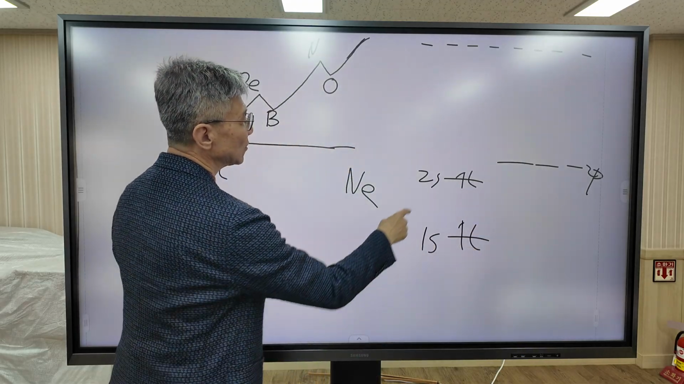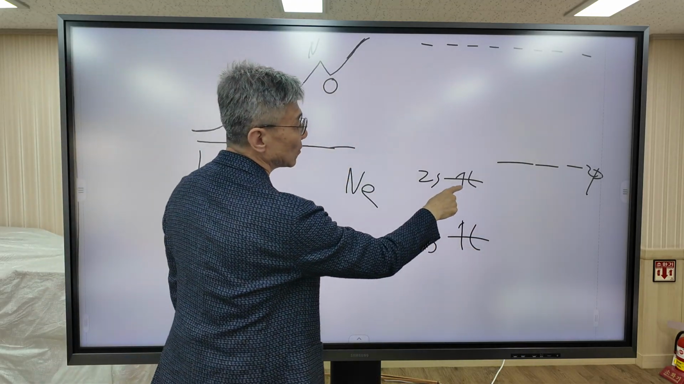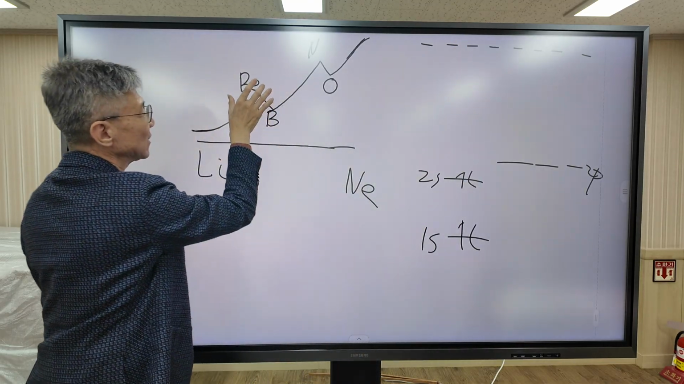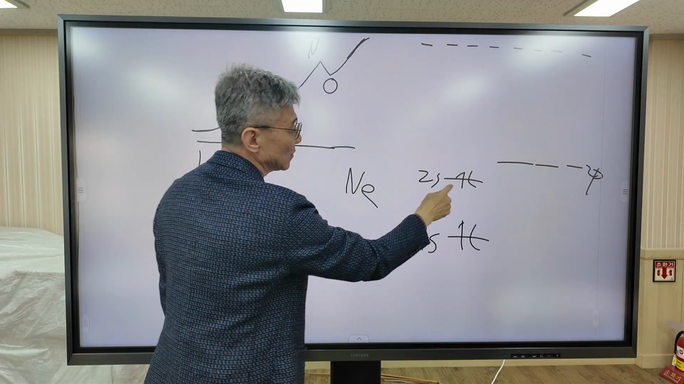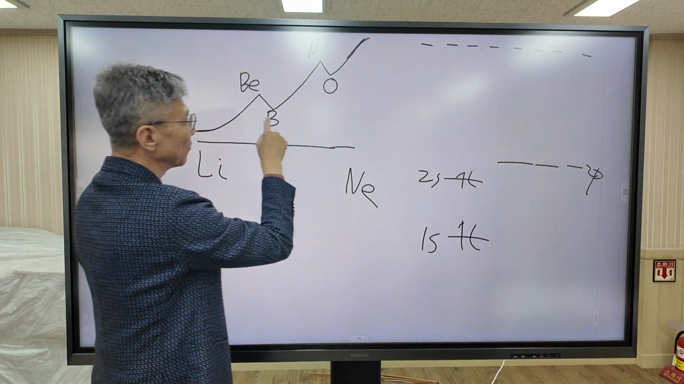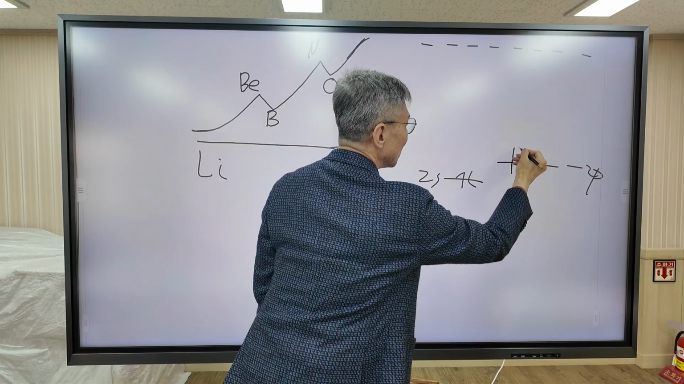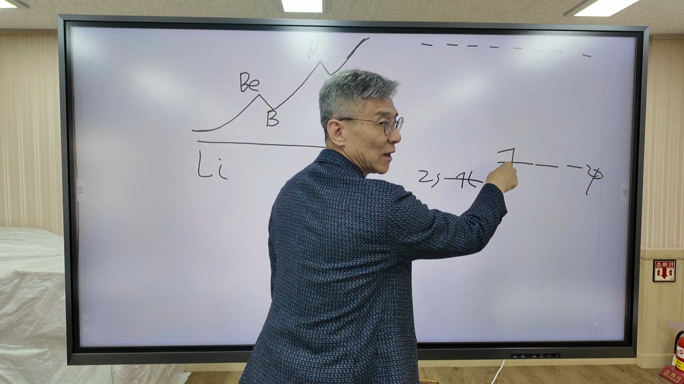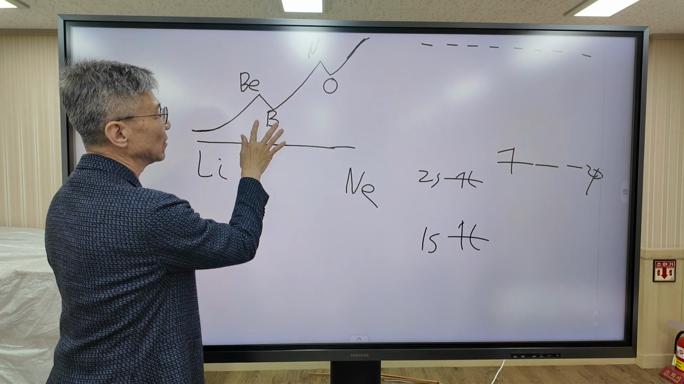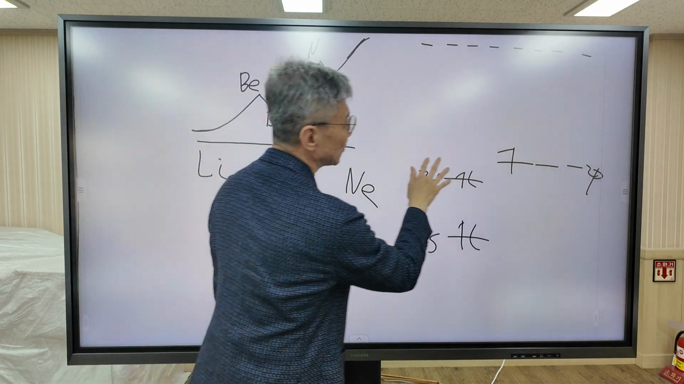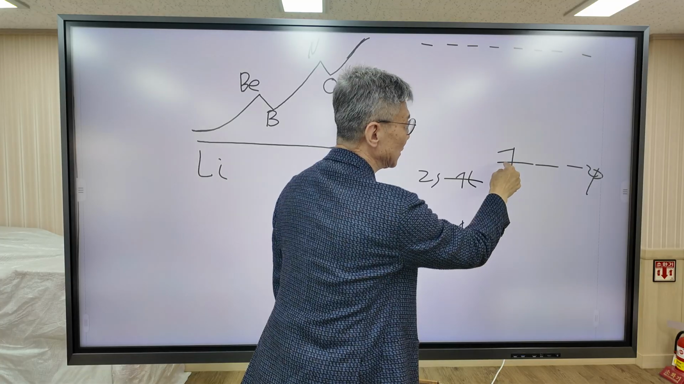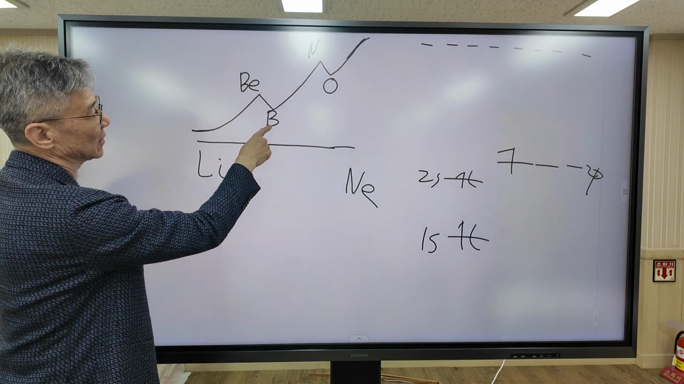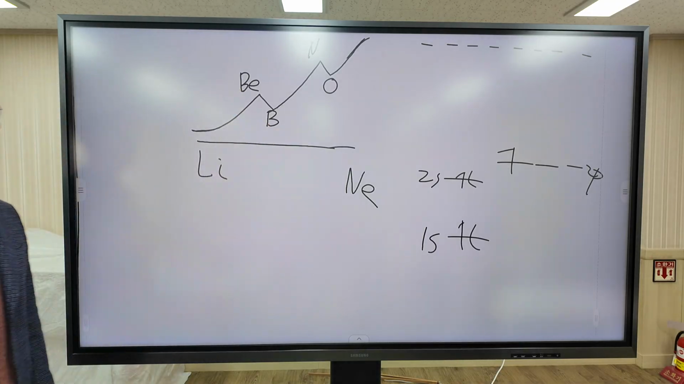For beryllium, the electron from the 2s orbital is removed. So the ionization energy of beryllium is related to the energy level of the 2s orbital. But for boron, the electron that is removed is from the 2p orbital. So the ionization energy of boron is related to the energy level of the 2p orbital, which is higher than the 2s orbital. So for boron, the energy is slightly lower than beryllium.